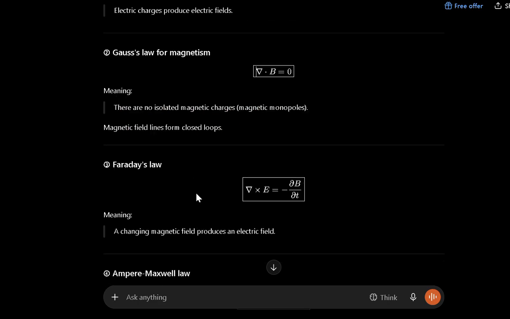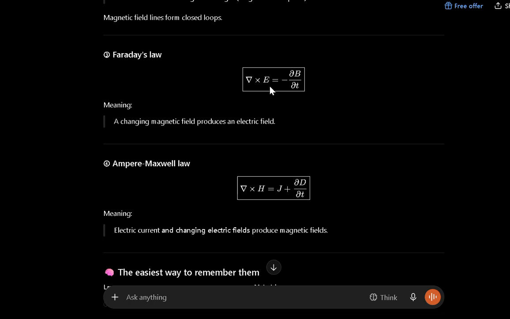So Faraday's law. What is Faraday's law? This symbol represents curl. Del cross E equals the negative of the partial derivative of B, the magnetic field. This symbol represents the partial derivative. A changing magnetic field produces an electric field. That's what Faraday's law states.